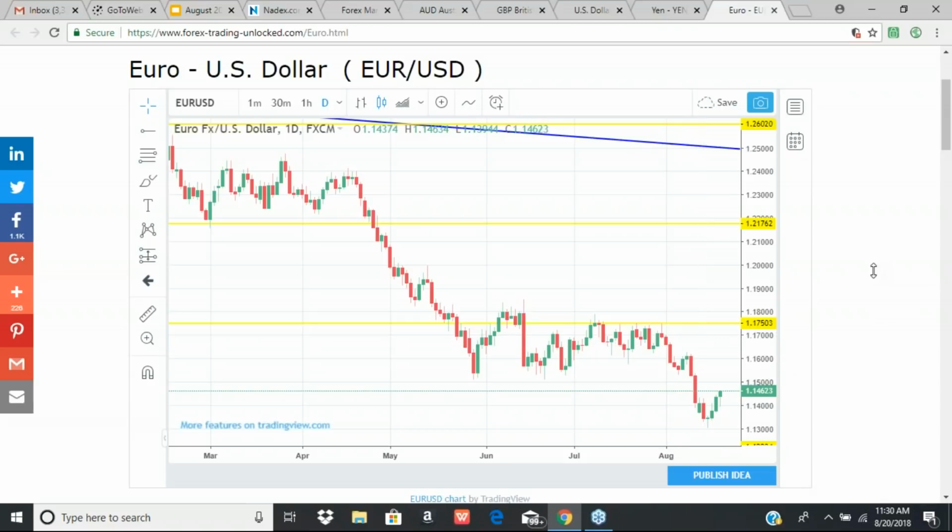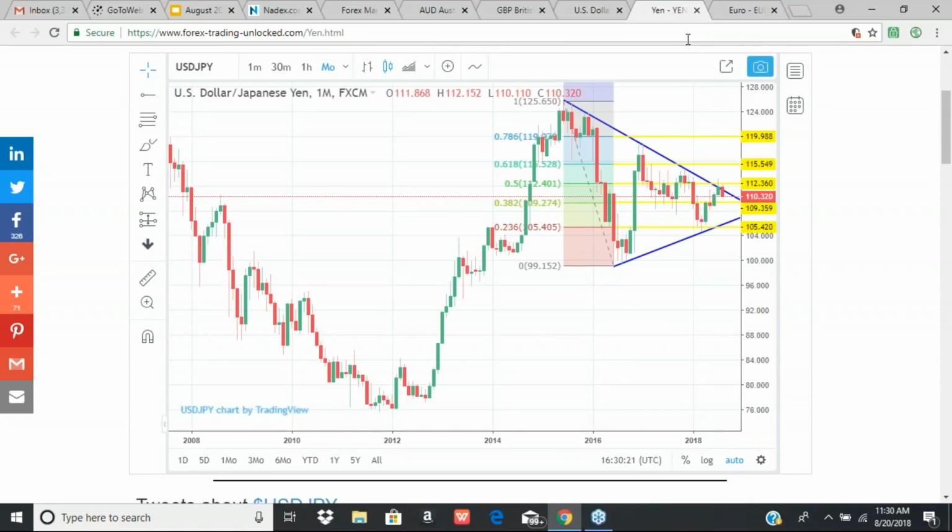So once again, I think the 115 quarter would be the key pivot that if you're bullish, that would be the one you'd like to buy, and if you're bearish, you could sell against that level. So now let's move on to the next market. Let's look at the US dollar, Japanese yen.